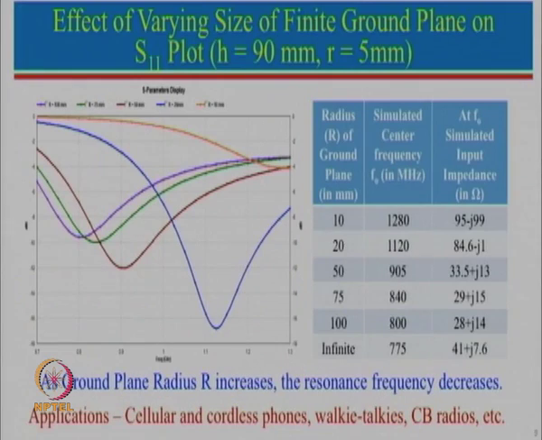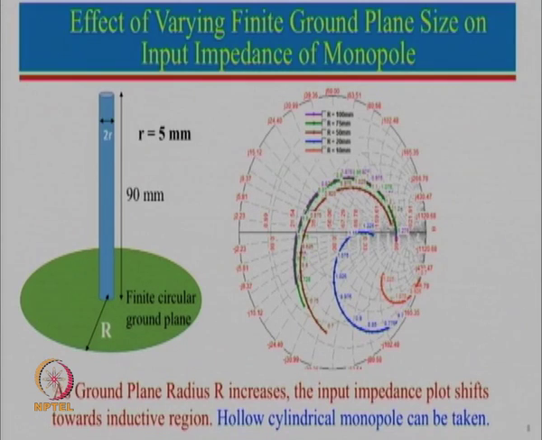Okay. So what we really note from here is that as ground plane radius increases, the resonance frequency decreases, and for a very small ground plane, the resonance frequency is very high. Let me just explain that also. Let us come over here. If we are feeding it, assuming that this ground plane is very small, it almost looks like that.